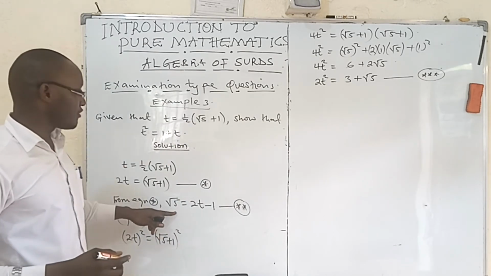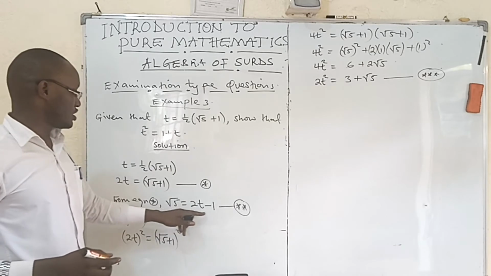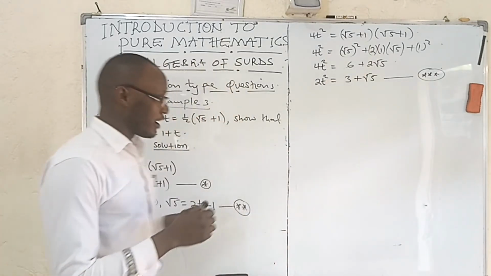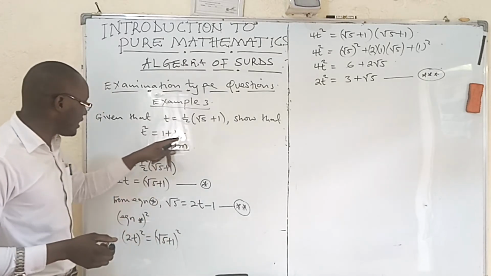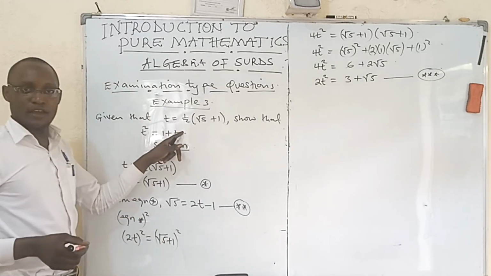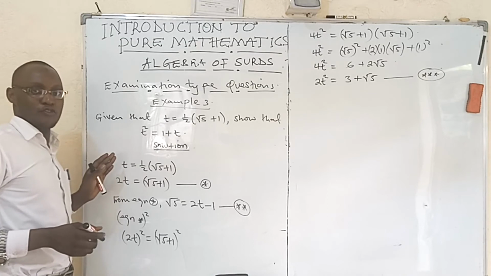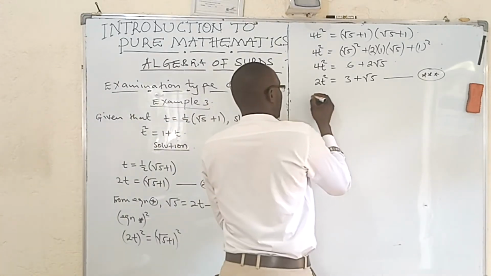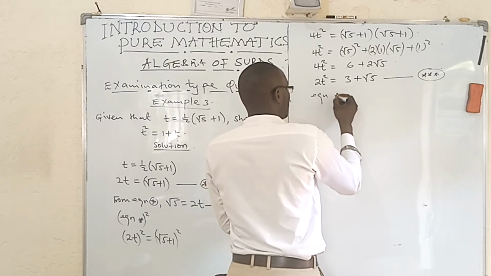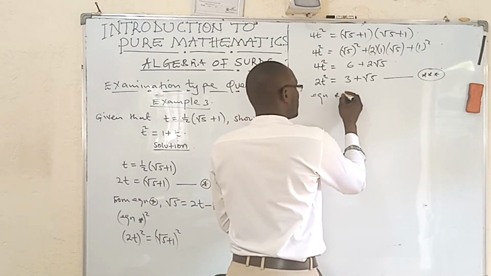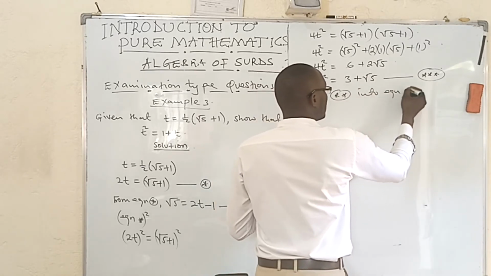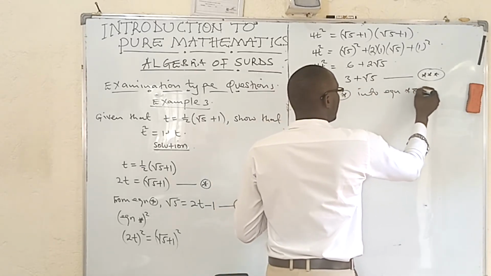Where there is root 5, I will put 2t minus 1, such that I eliminate root 5, because I'm not seeing any side in my proof, the expression of the proof. Okay, so what am I going to do? I'll talk to the examiner. Mr. Examiner, sir, equation star 2 into equation star 3.